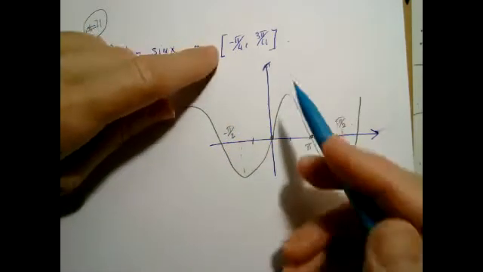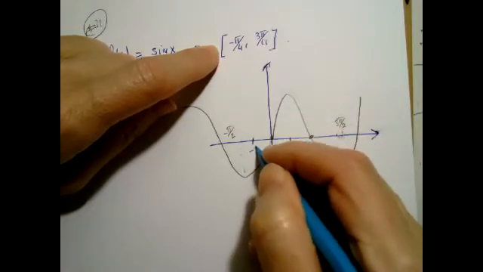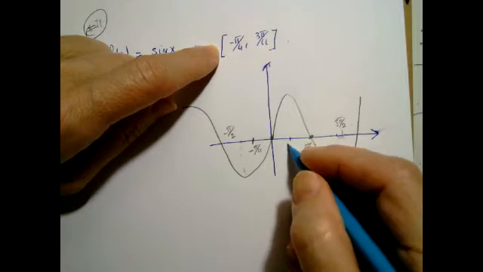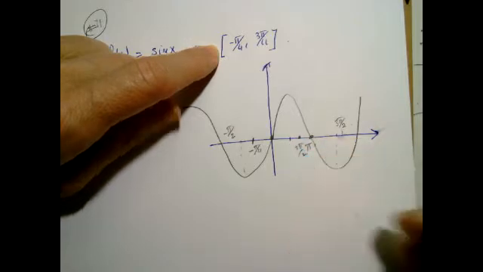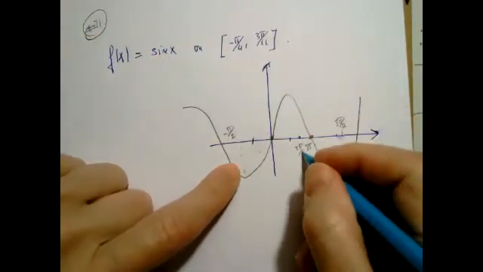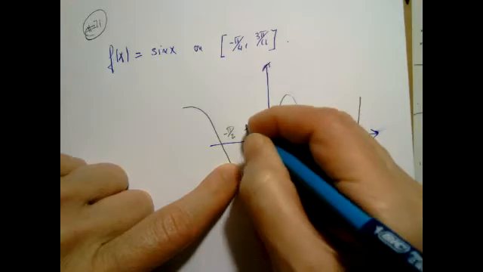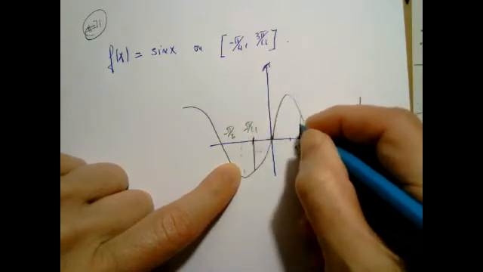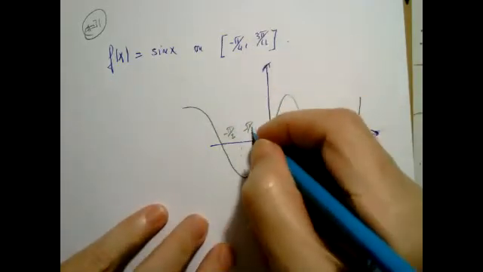Now I want the region between minus pi over 4 and 3 pi over 4. So this should be minus pi over 4 right here, and if this is pi over 2, 3 pi over 4 is here. Okay, so that's right there. This here is minus pi over 4, right here is 3 pi over 4. So that's the picture we're looking at.